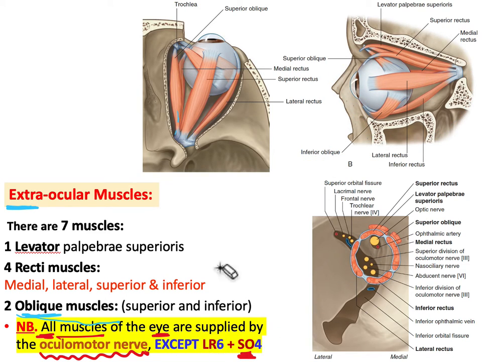Here is the idea. Look at the superior rectus muscle. Let me draw the axis of the superior rectus muscle. This is the gaze axis of superior rectus, and here's the axis of the eyeball.